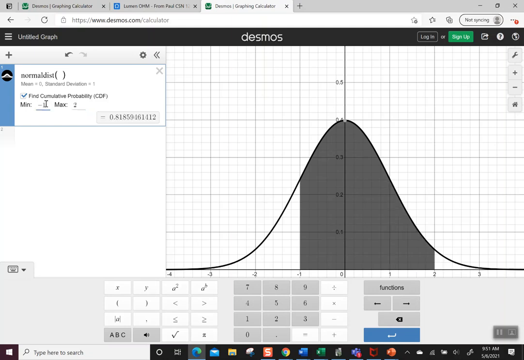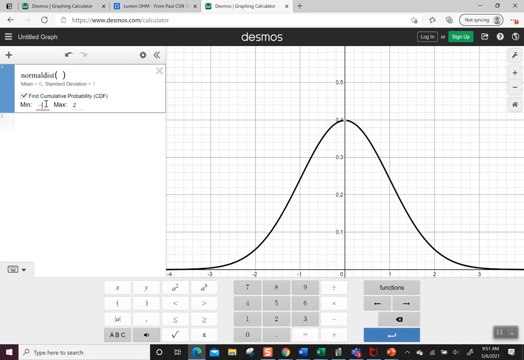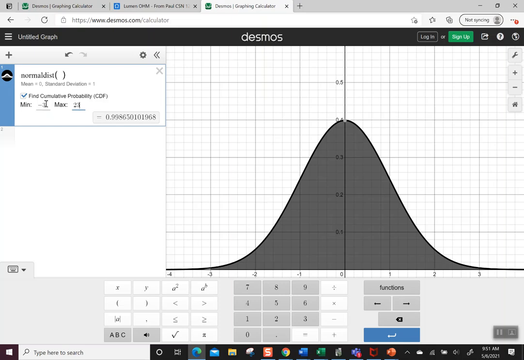Let's change that negative 2 to 2. There's our 95%, and then let's do negative 3 to 3. And there's the 99.7. So hopefully you remember we've talked about the 68, 95, 99.7 rule. Here we can see it in action for our standard normal distribution.